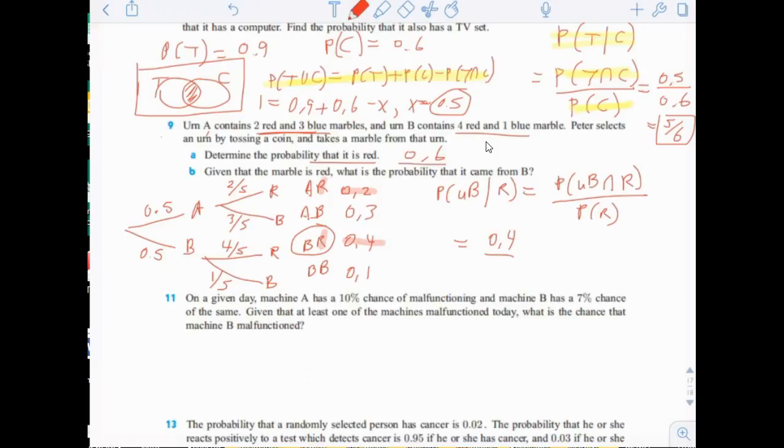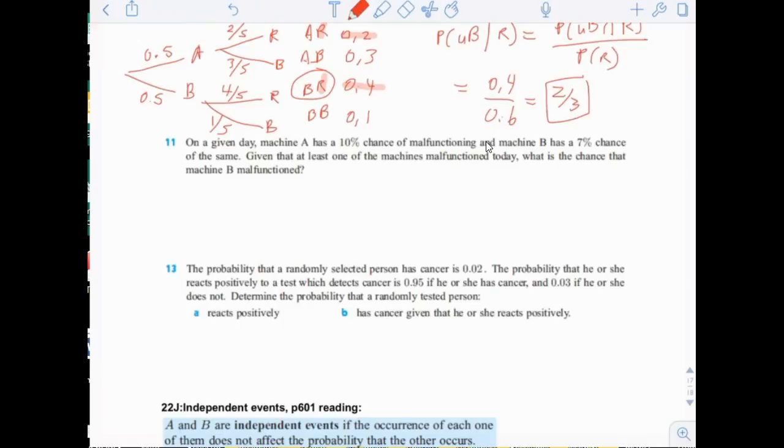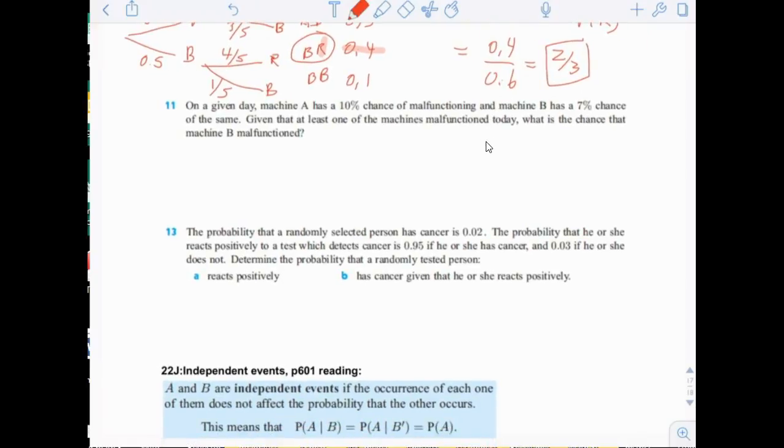Okay? Alright, number 11. On a given day, machine A has a 10% chance of malfunctioning and machine B has a 7% chance of malfunctioning. Given that at least one of the machines malfunctioned today, what is the chance that machine B malfunctioned? Okay, so the probability that A malfunctions is 0.1. The probability that B malfunctions is 0.07. Given that at least one of the machines malfunctioned, what is the chance that B malfunctioned?